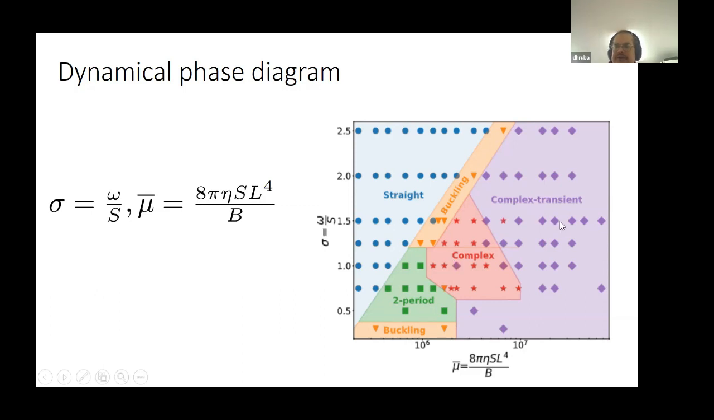There is a part over which the flow is complex for a long time, but at the end, the complexity goes away. The flow seems to settle down to a reasonably regular behavior. There is a part over which the thread buckles. There is a part over which the thread always remains straight. This is the regime over which the thread is very hard, or the regime over which the mu bar is quite small. And there is a part where you have two period, and there are parts where you get buckling solutions. So this is one of the interesting things that I am talking about.